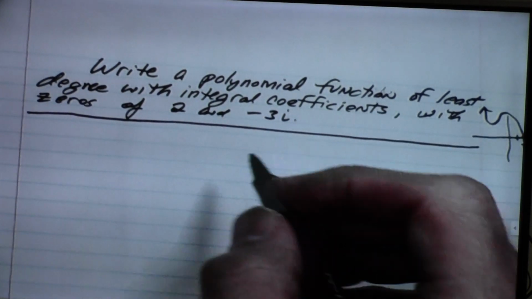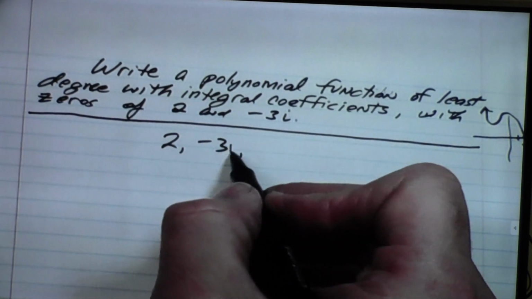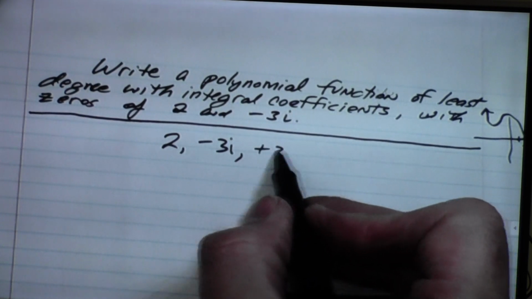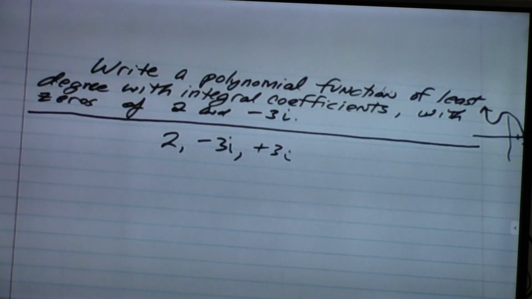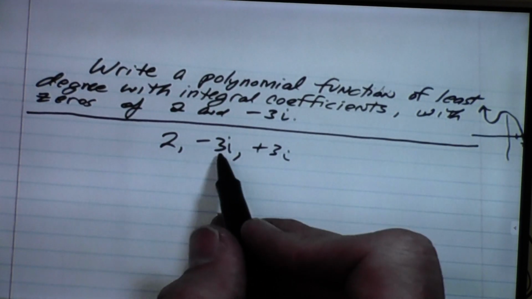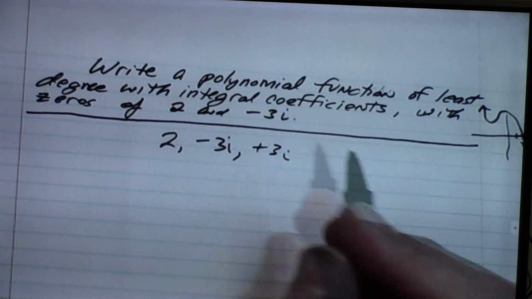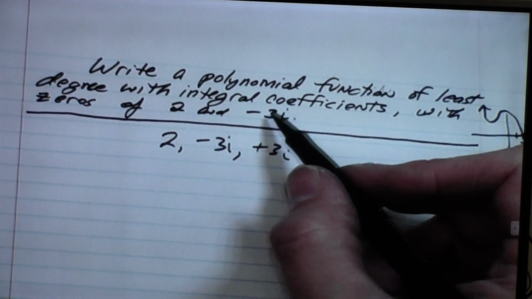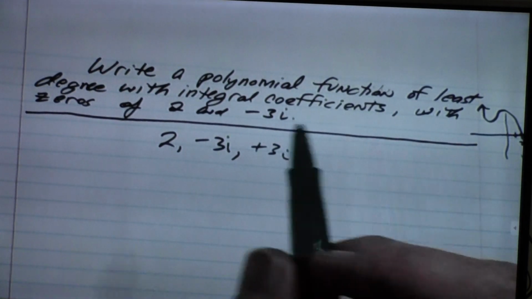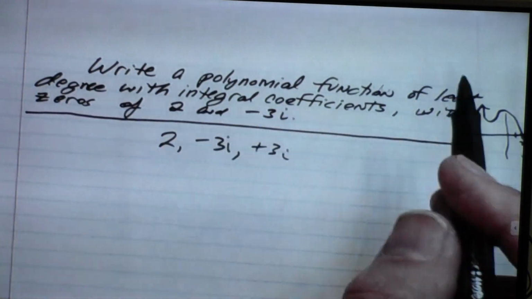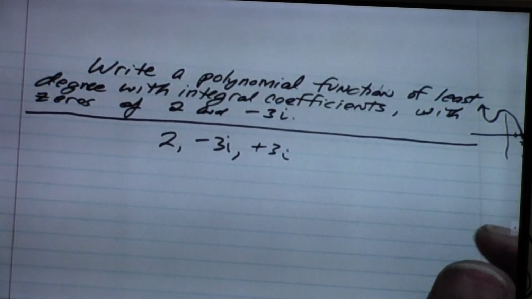And that brings up a couple of issues. So what that is, we have 2, we have negative 3i, but we also have positive 3i. Always, always, always, imaginary numbers come in pairs. That means that if there is a negative 3i, there has to be a positive 3i. So opposite sign, but the same number otherwise. So if this had been positive 7i, we would have had positive 7i and negative 7i. Anytime you see an imaginary number in this context, you always include its conjugate, the opposite of it.